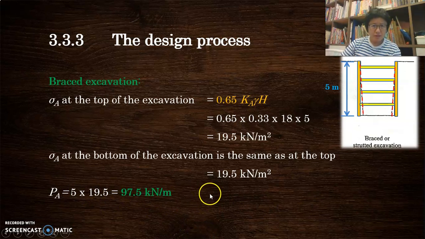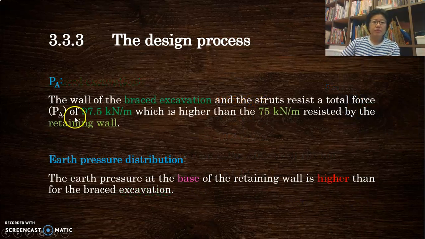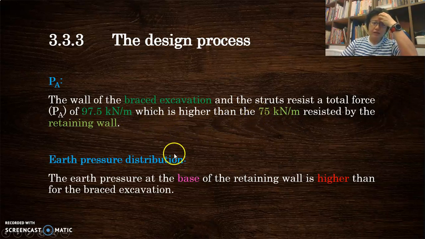What is the question about? The question asks us to compare the cantilever wall and the braced excavation. The wall of the braced excavation will resist a thrust of 97.5, which we calculated. And for the cantilever retaining wall it is 75. So it's actually higher if you use a braced excavation. It does make sense, right? Because of the vertical cut, the earth pressure at the base of the wall is higher than for the cantilever wall. So it's the other way around.